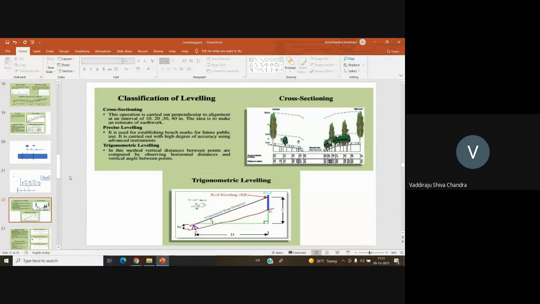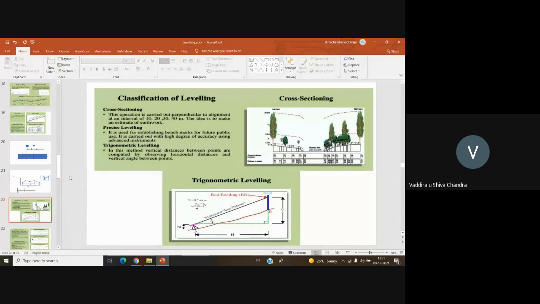If the project cost is 1,000 rupees or 2,000 rupees, you can't give 100% accuracy. But if the project cost is around 1,000 crores or 2,000 crores, then definitely you need to ensure at least 99.99% accuracy. Giving 100% accuracy is not at all possible. So depending on the quality of the work required, the project cost, and the purpose, you need to decide which type of leveling to go for. Increase in accuracy is directly related to increase in cost of the project.